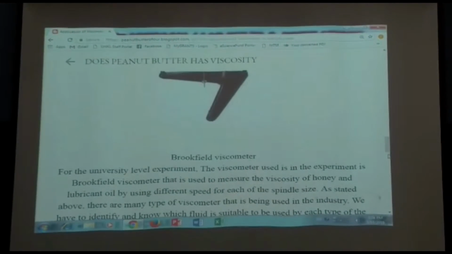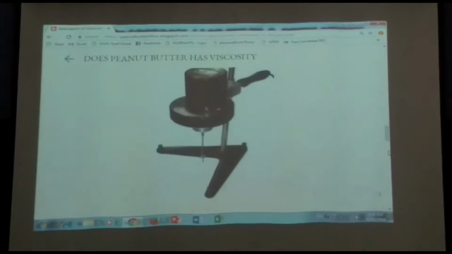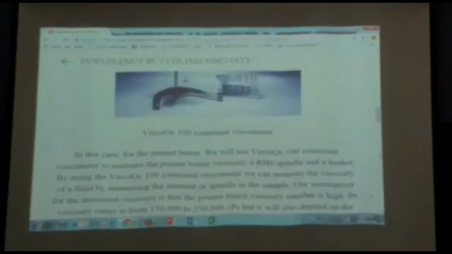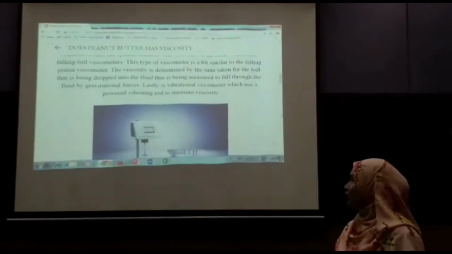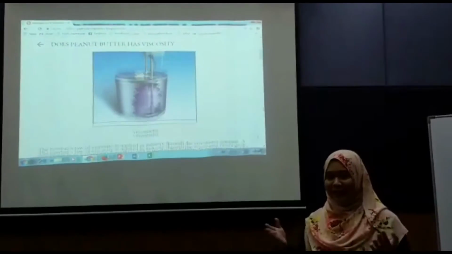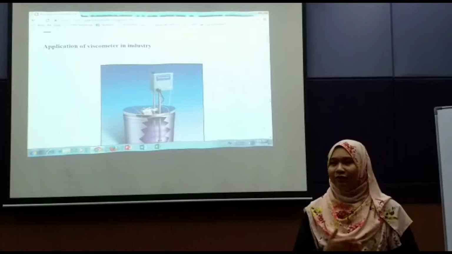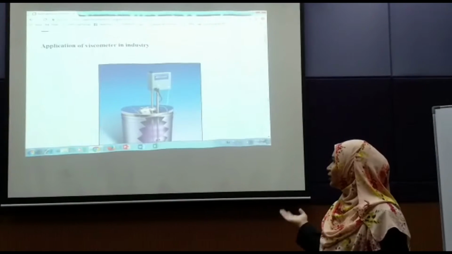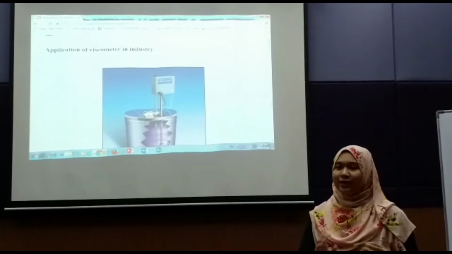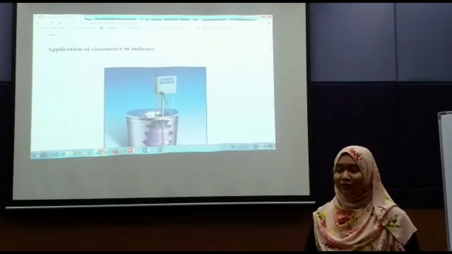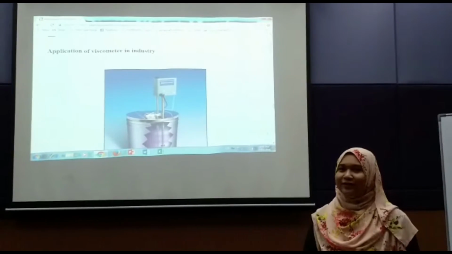As stated in the blog, there are different types of viscometer used. To apply it in industry, you have to know which type of fluid and which type of viscometer you will be using, so that you will get an accurate viscosity number. That's all. Thank you.